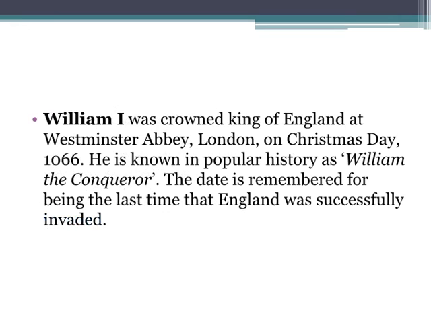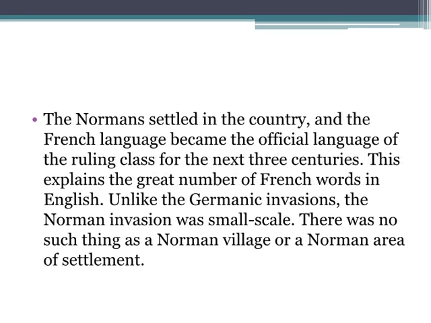William I was crowned King of England at Westminster Abbey, London, on Christmas Day, 1066. He is known in popular history as William the Conqueror. The date is remembered for being the last time that England was successfully invaded. The Normans settled in the country, and the French language became the official language of the ruling class for the next 3 centuries. This explains the great number of French words in English.